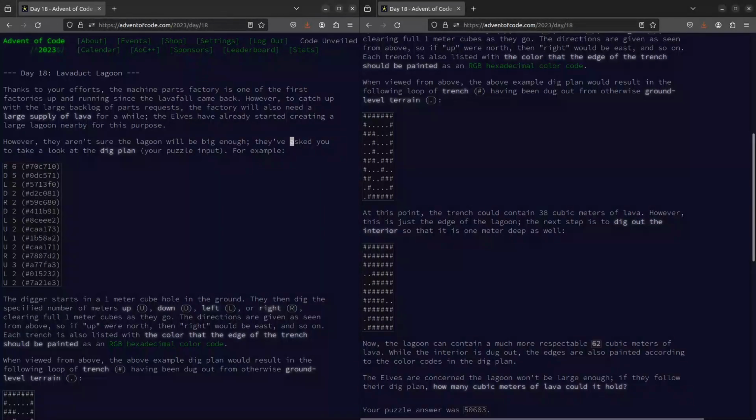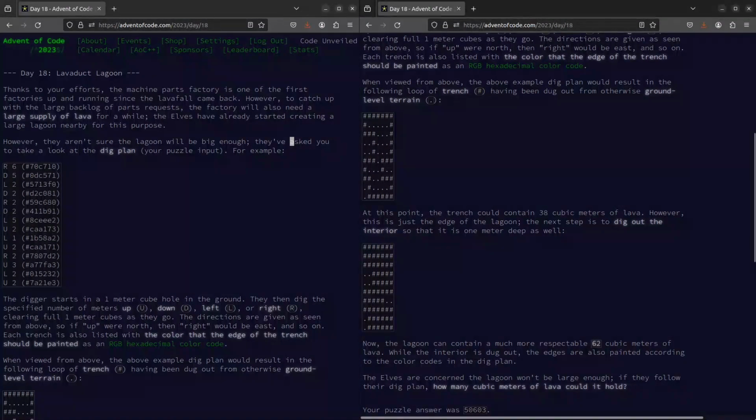When viewed from above, the example dig plan would result in the following loop of trench, hashmark, having been dug out from otherwise ground level terrain, dot. At this point, the trench could contain 38 cubic meters of lava. However, this is just an edge of the lagoon. The next step is to dig out the interior so that it is 1 meter deep as well. The lagoon can contain much more respectable 62 cubic meters of lava.